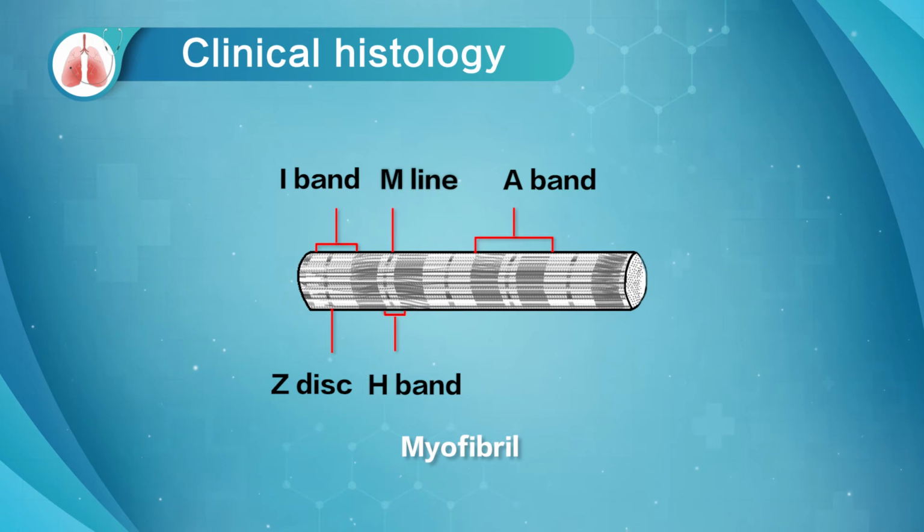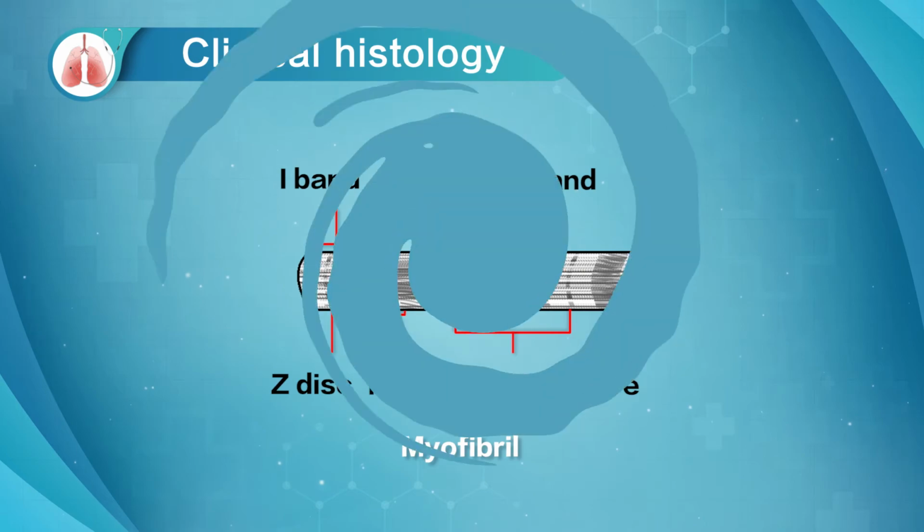Now, you can pause the video and try to identify these bands and lines on the myofibril. Each myofibril is divided by the Z lines along its length into segments called sarcomeres. The sarcomere holds the secrets of striated muscular contraction.